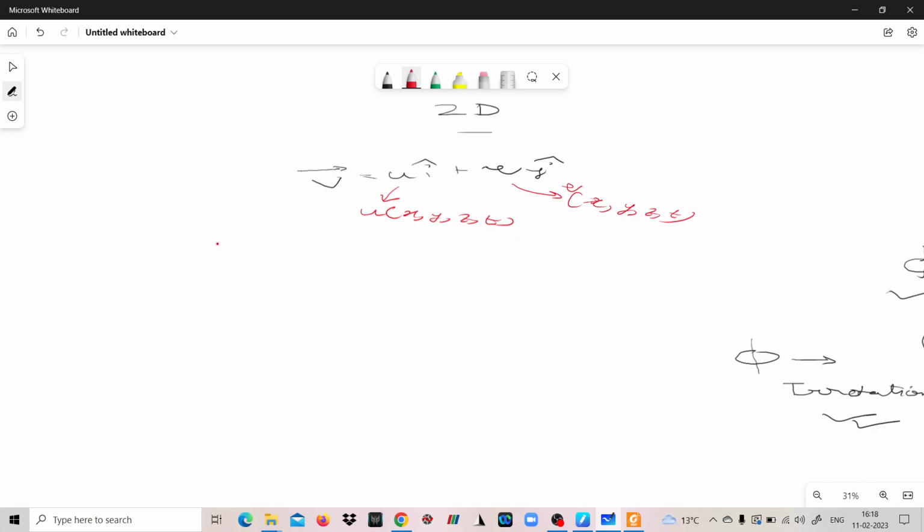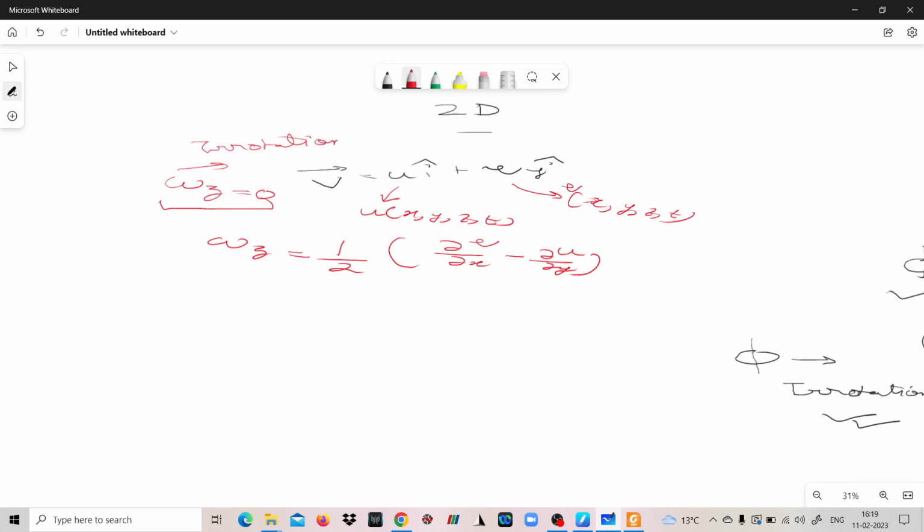Now the rotation omega z for such a flow is given by half of, if we follow the cyclic rule, z x y, del v del x minus del u del y. So this is the rotation. Now if this omega z is equal to 0, we say that the flow is irrotational.